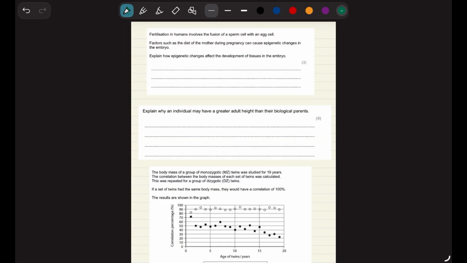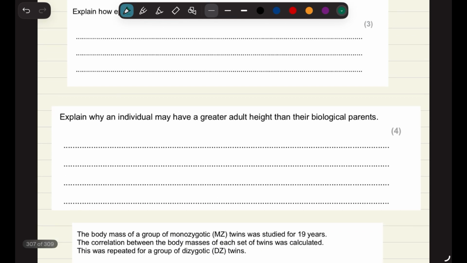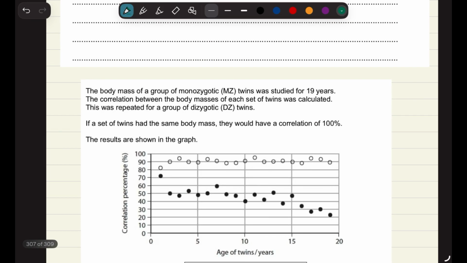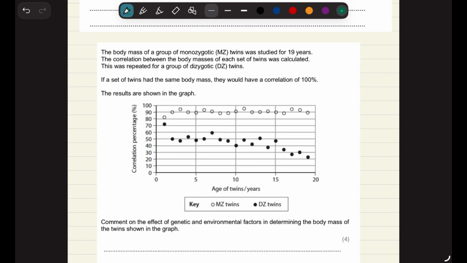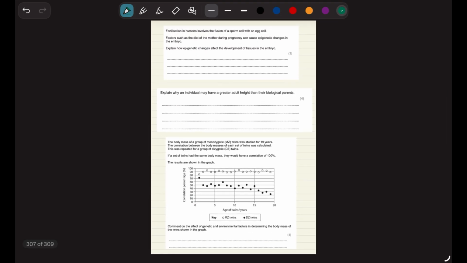Like I said, it's a nice quick vibe today, and we've got 3 questions for you to try. The first one is talking about epigenetic changes. The next one is talking about how adult height might be greater than the biological parents. And then the last one is a data question, where you're looking at the data and commenting on the effects of genetic and environmental factors on the body mass of twins. I'll zoom out over all of them. Hopefully you can see all of those. I'll give you some time, pause the video, and we'll get into the answer.